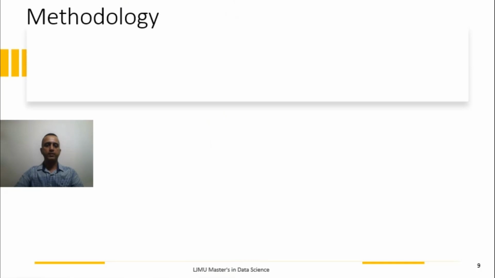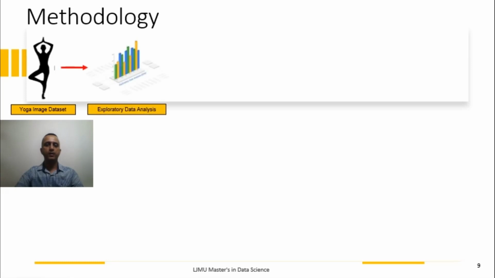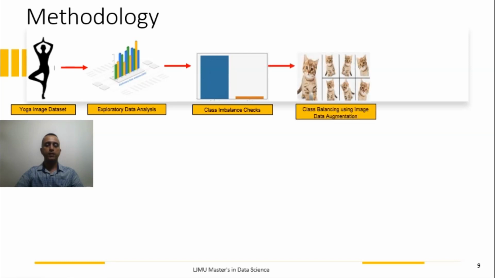I will now explain the methodology of how this study was planned. An open source yoga image dataset having images of different asanas was planned to be sourced for this study. An exploratory data analysis was to be undertaken on the dataset. Special attention to class imbalance checks was planned to obviate the challenges associated with such datasets. In case of class imbalance, class balancing was to be undertaken to reduce bias with the help of data augmentation.